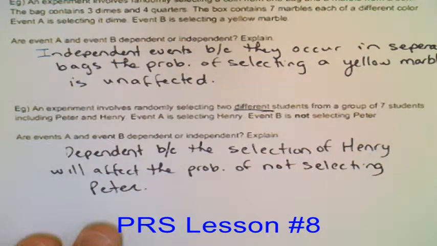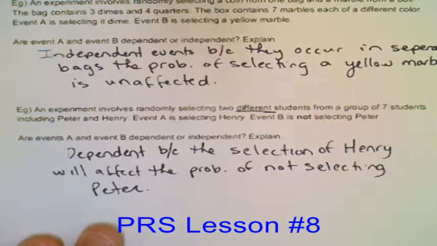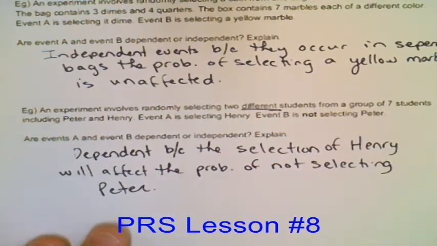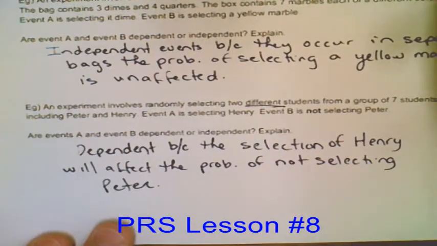Okay? When I was talking about Henry, and I'm randomly selecting Henry, there's a 1 in 7 chance of selecting Henry. Good. There's also a 6 in 7 chance of not selecting Peter. Once Henry's chosen, the probability of not selecting Peter changes. If I've got Henry, there's a 5 in 6 chance left over. And if I didn't get Henry to begin with, I've still got a 5 in 6 chance. There are only 6 people left, and one of them is going to be Peter.